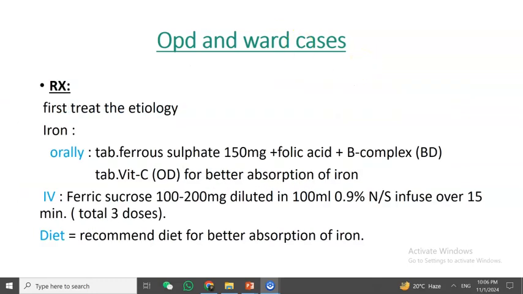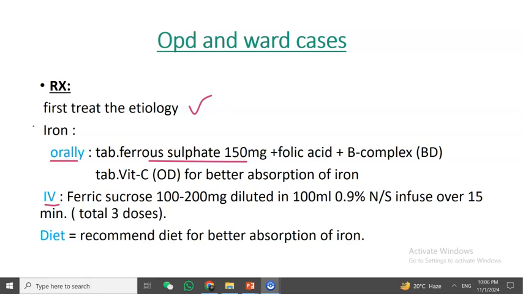So the management which we usually give is, first, we need to treat the etiology. We want to know what are the certain etiologies which have caused this: decreased absorption, decreased intake, some gut pathology, or some infection or ongoing bleeding. So we need to manage the etiology first. Then in iron we have a choice of giving orally and IV. Orally, we need to give the patient tablet ferrous sulfate 150 mg or 180 depending on the institution you are in, and folic acid and B complex should be added.